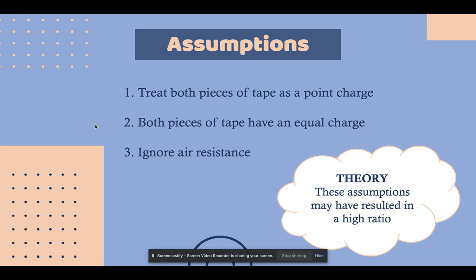All of these assumptions may have resulted in a high ratio, but also I want to mention human error because it was very hard for me to measure the distance between the two pieces of tape when I was holding one up. So that was a little bit difficult and probably caused some error within my calculations. But these assumptions are important to note because obviously they're not entirely realistic of the situation. However, it is most likely that this high ratio resulted from human error.